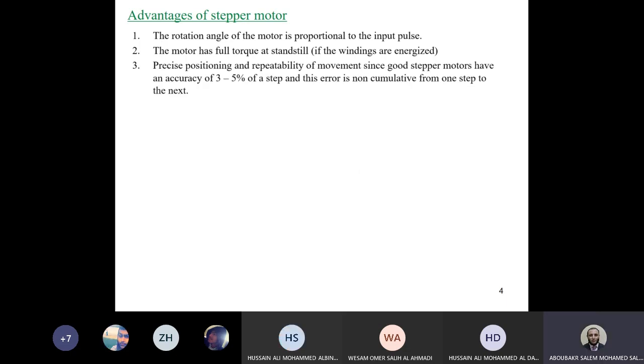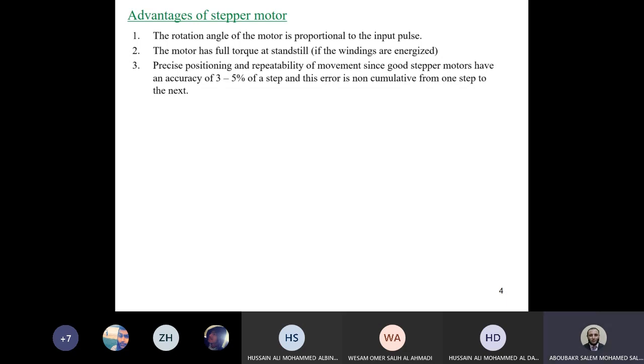Precise positioning and reliability of movement, since good stepper motors have an accuracy of 3 to 5% of a step, and this error is not cumulative from one step to the next, which means this motor has higher reliability compared to other motors. This is because the accuracy, or the tolerance of the motion, is very small, like 3 to 5% of a step.